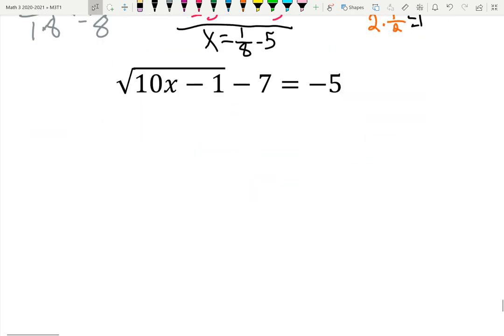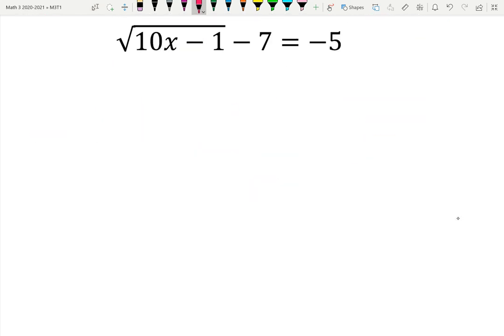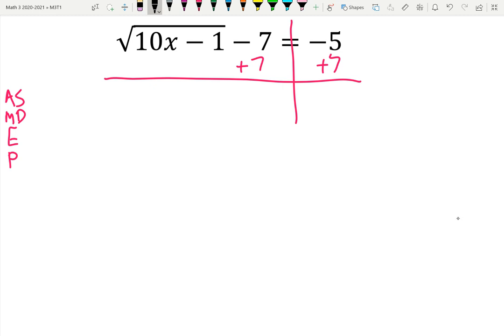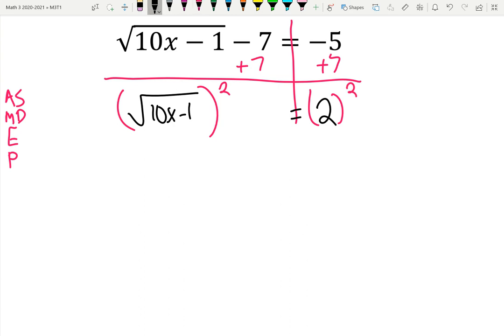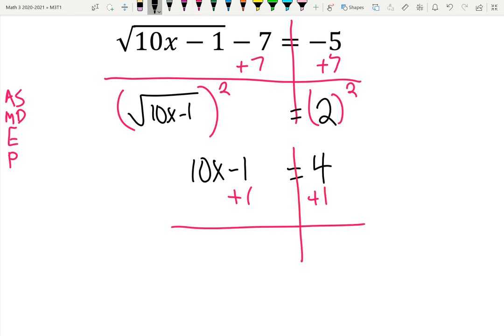All right, the last guy. Remember, the opposite of order of operations is you're going to add and subtract first, then multiply and divide, then do exponents, then do parentheses. So I'm going to add 7 first. This is going to set up my problem to be the square root of 10x minus 1 equals 2. Okay, this is to the second. I'm going to square both sides. This is going to result in 10x minus 1 equals 2 squared, which is 4. I add 1, and I get 10x equals 5.